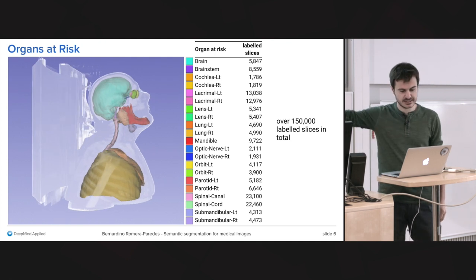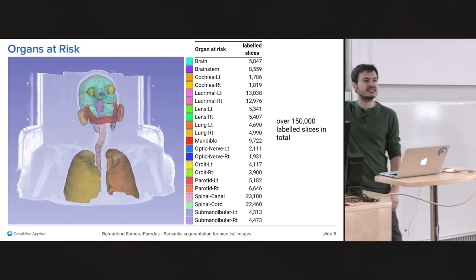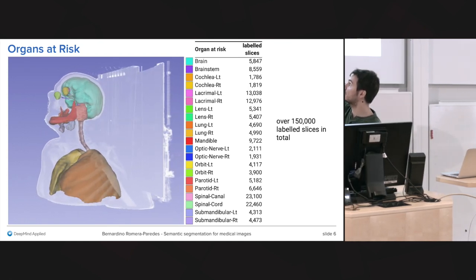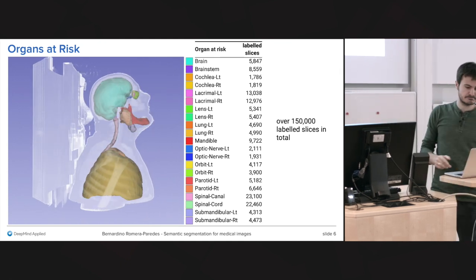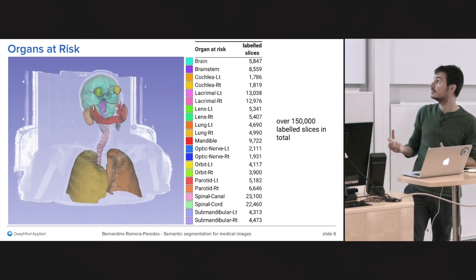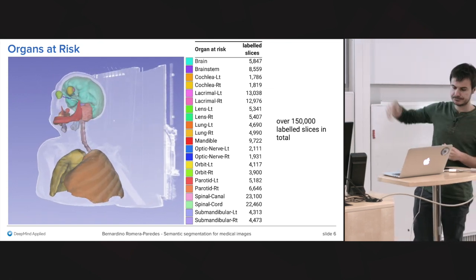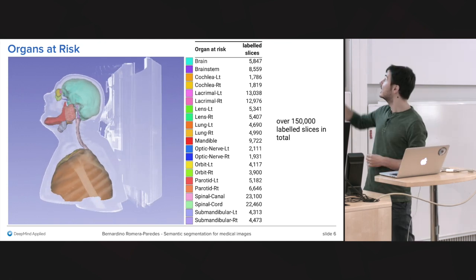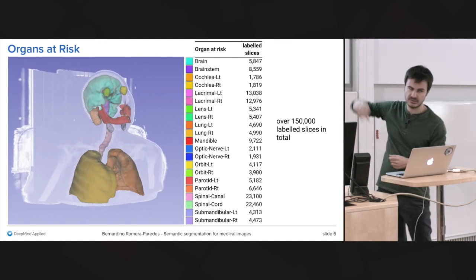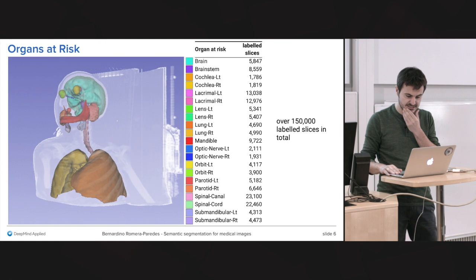So these are the organs that we have been considering, and also these are the labeled slices. As you can see, the CT scans are 3D volumes. And then here we see a reconstruction of different classes. For collecting those, we got a lot of data from the UCLH hospital, but we also hired radiographers to label some of the organs. So we were collecting many, many of those labels, and this is the number of slices where these organs appear. In total, we have over 150,000 slices.